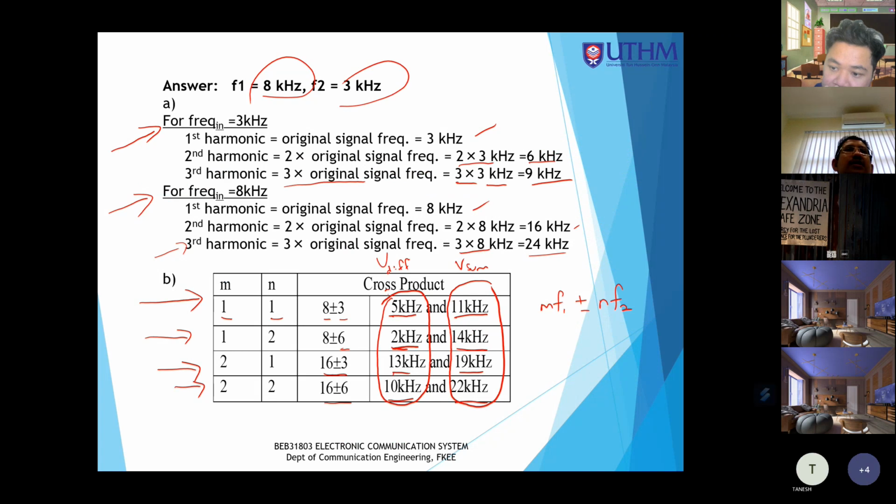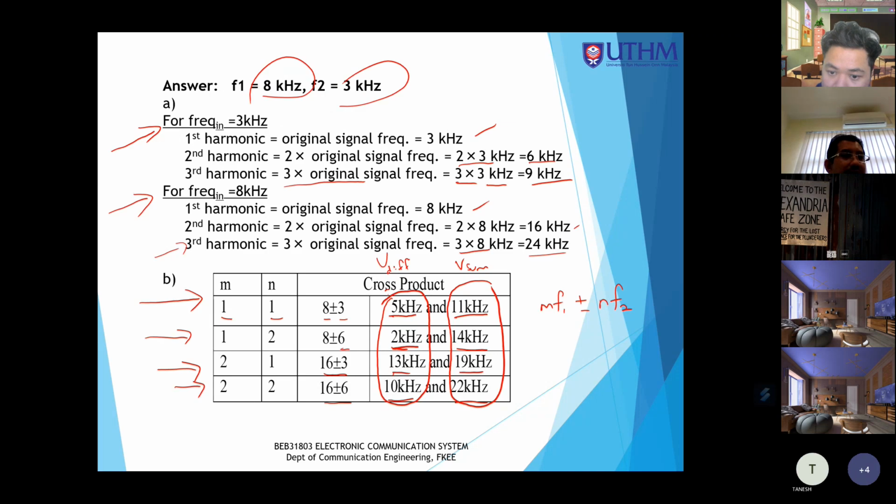So for your information, this question also has been asked in the previous semester's test. A long time ago, kita pernah tanya soalan ini. Okay, so do you have any question to ask about this example? Ada soalan tak nak tanya? Kalau ada, silakan. Kalau tak ada, saya akan move to the next slide.